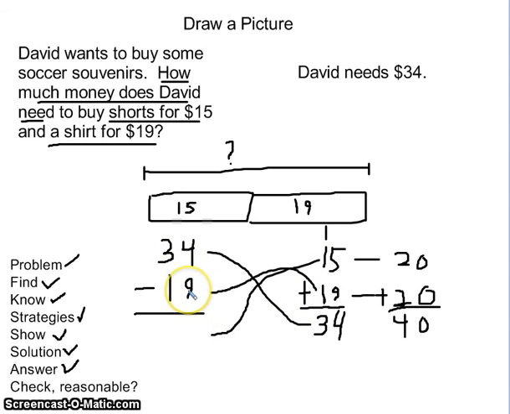So 4, take away 9, can't do that. Cross out the 3, 2 tens, cross out the 4, make that 14. 14 take away 9, okay? I know 14 take away 10 would be 4, so take away 9 would be one more than that, 5. 14 take away 9 is 5. And 2 subtract 1 is going to be 1. 15 is my answer. 15 is what I started with. So yes, my answer is correct and reasonable.